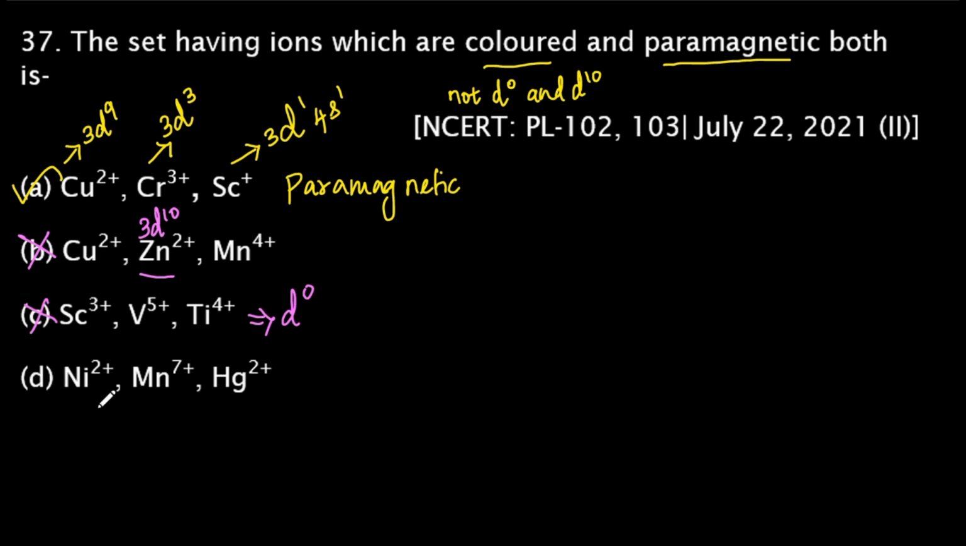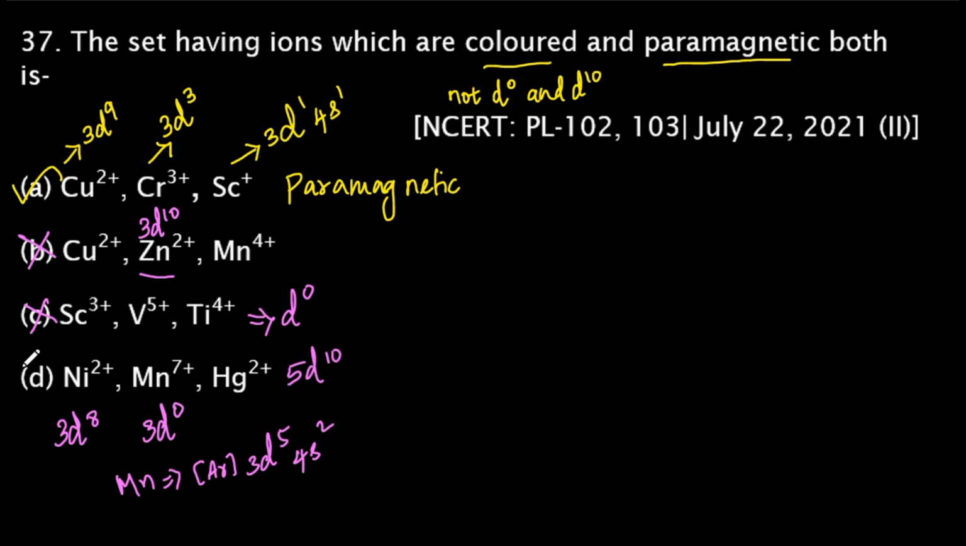Then going to option D, Ni2+ is having 3d8 configuration. In Mn7+, it is having 3d0 configuration. Manganese has the electronic configuration, core argon configuration 3d5 4s2, so 7 valence electrons are there. In +7 oxidation state, all the 7 electrons are lost, so 3d0 configuration is there. And Hg2+ is also a group 12 element. It will be having 5d10 configuration. So the d0 and d10 configuration will be colorless. So option D is also ruled out. So the correct option is option A.